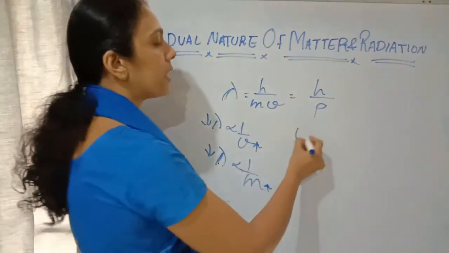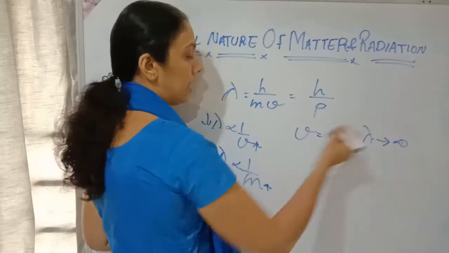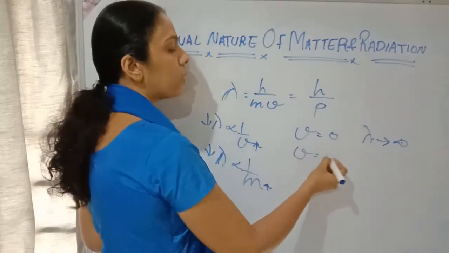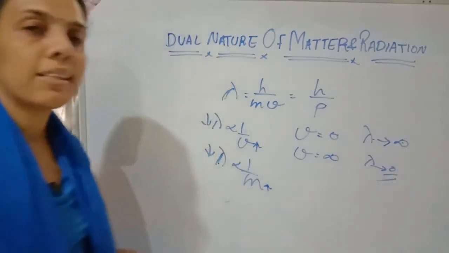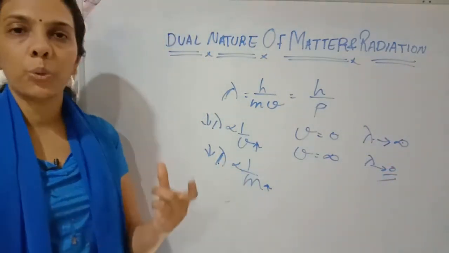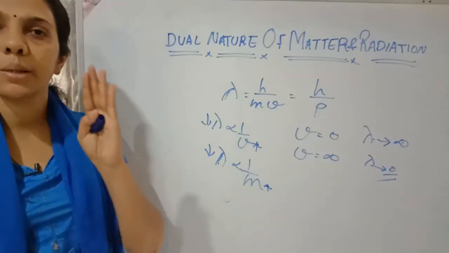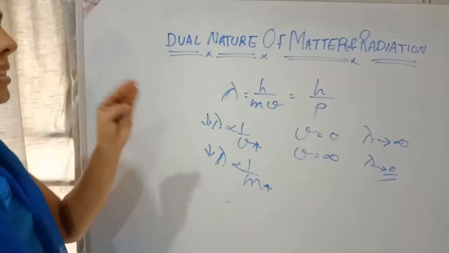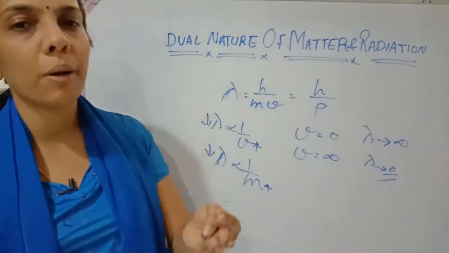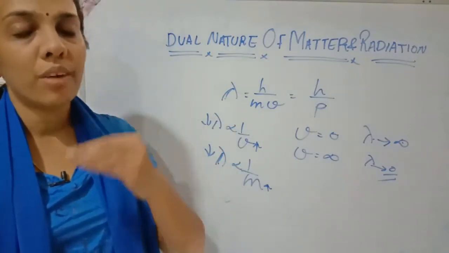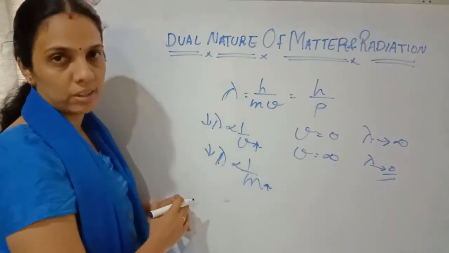If velocity is equal to 0, what will happen? The wavelength will be equal to infinity, and if velocity is equal to infinity, lambda will tend to 0. That means matter waves are associated only if the matter is in motion. We can consider the matter as a wave only if the matter is in motion, and the mass of the matter should also be very small to consider the wave nature.